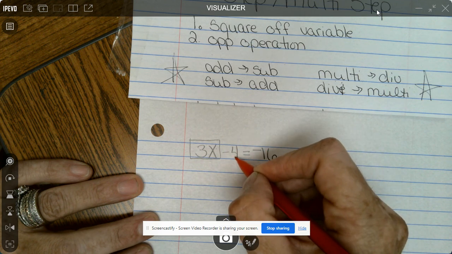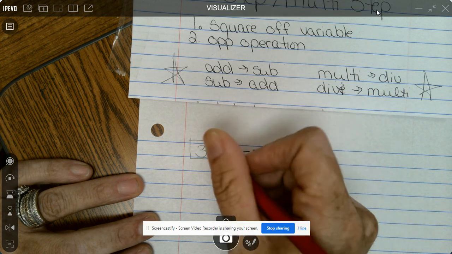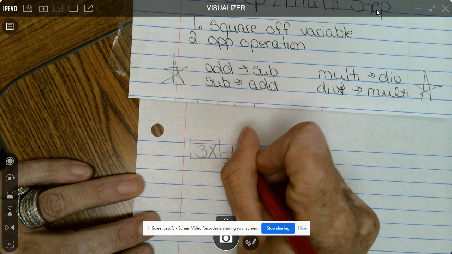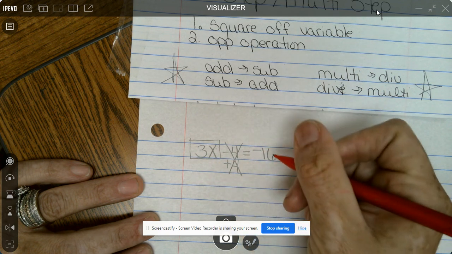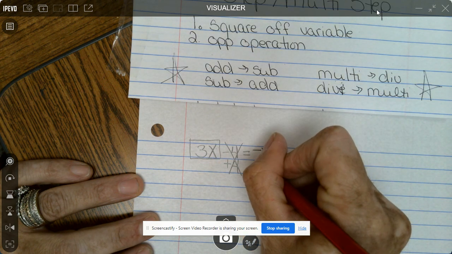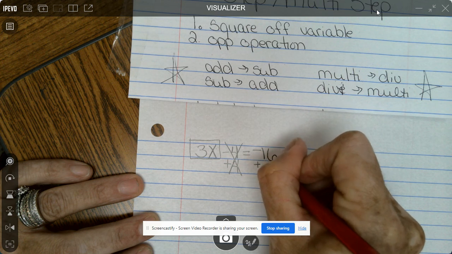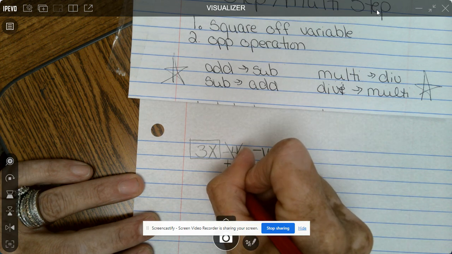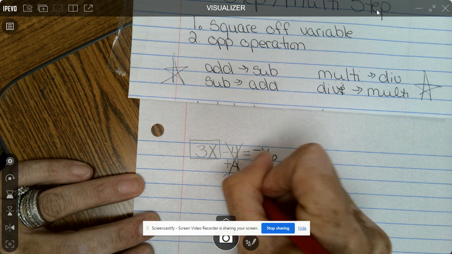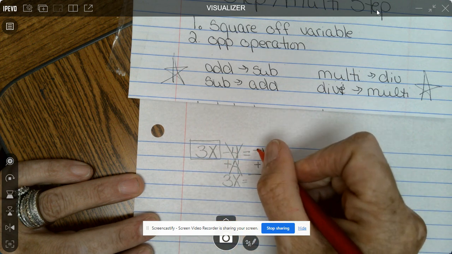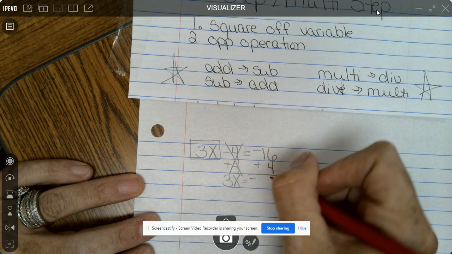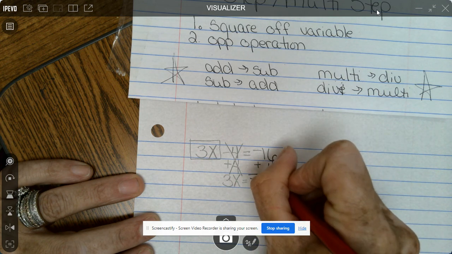So when we look at minus 4, we know that the opposite is going to be plus 4. Negative 4 plus 4 gives you a 0, and that's why I'm crossing it out. I'm going to add 4 to the other side, because whatever you do to one side, you have to do to the other. Rewrite your equation as 3x equals negative 16 plus 4, which gives you negative 12.